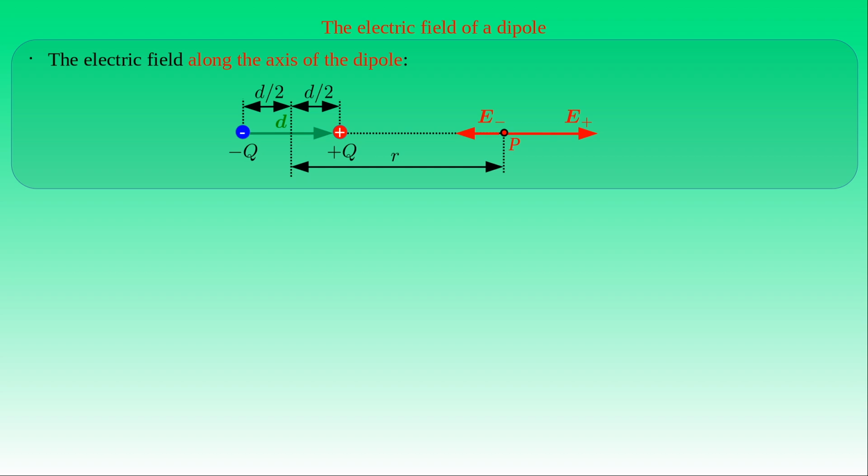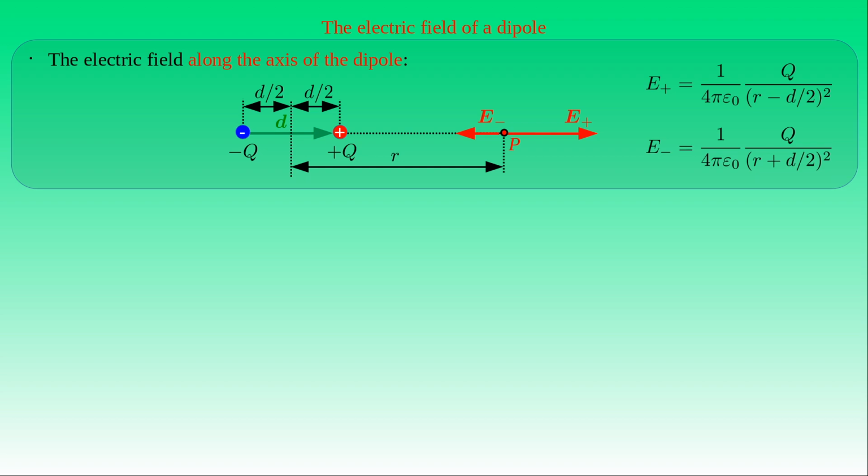Then the magnitude of the electric field E sub plus in the point P is equal to 1 over 4 pi times epsilon naught, times the charge Q divided by the square of r minus d over 2, whereas the magnitude of the electric field E sub minus is equal to 1 over 4 pi times epsilon naught, times the charge Q divided by the square of r plus d over 2. Since the point P is closer to the positive point charge than to the negative one, the electric field E sub plus is stronger in that point than the electric field E sub minus.